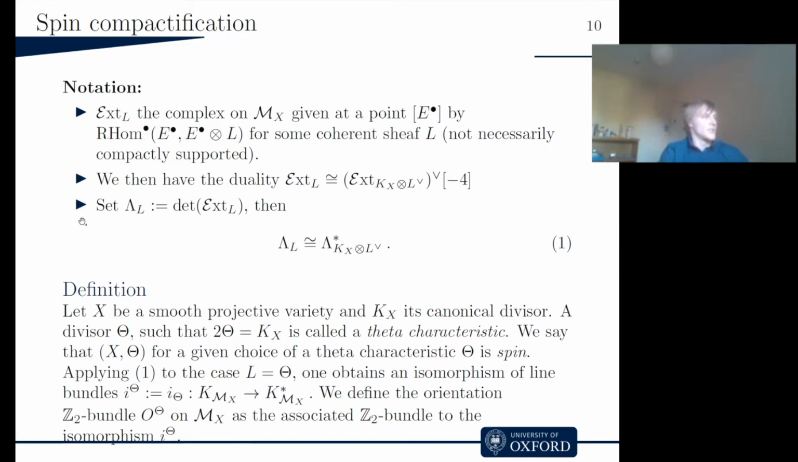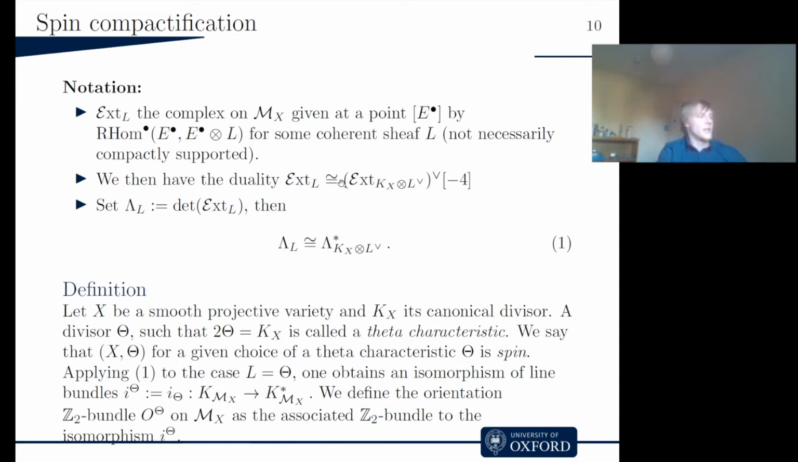So let me just set some notation that I will use. X_L is really just the complex of M_X, which is given at each point by the Ext complex when restricted to each perfect complex E^•. And then we have, it's not the Ext, it's twisted by some coherent sheaf L, which need not be compactly supported.